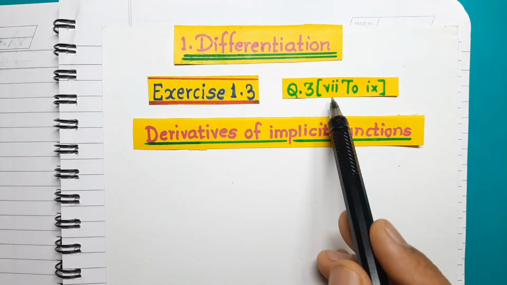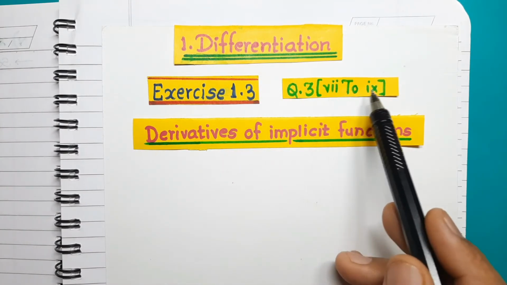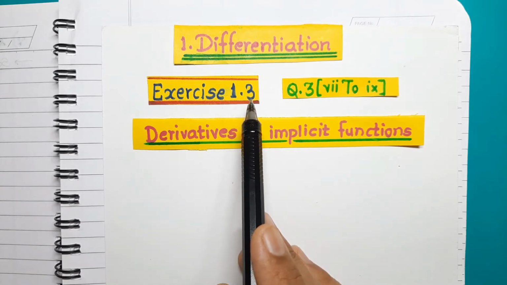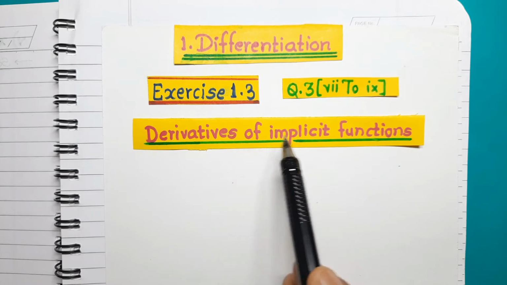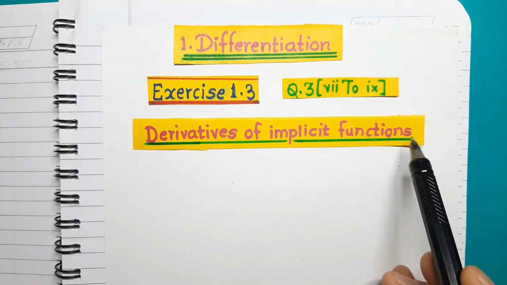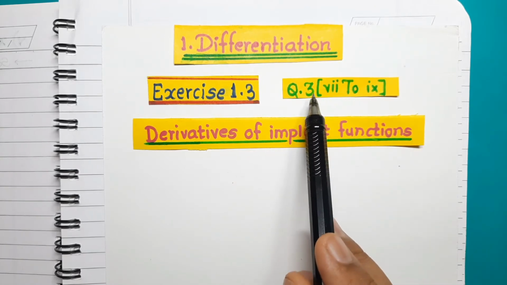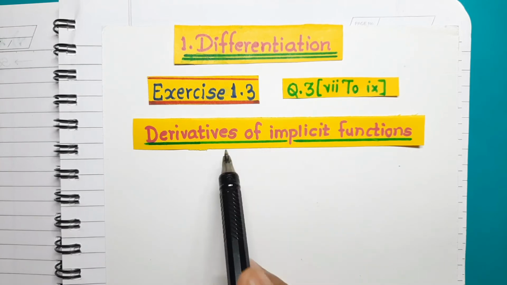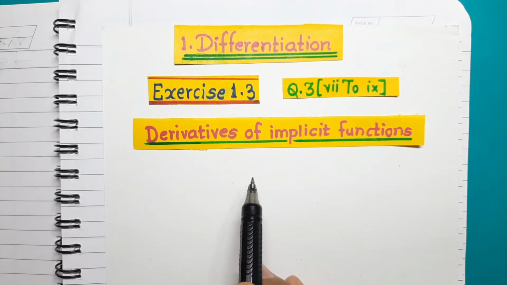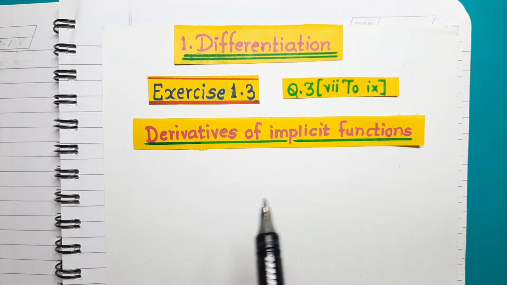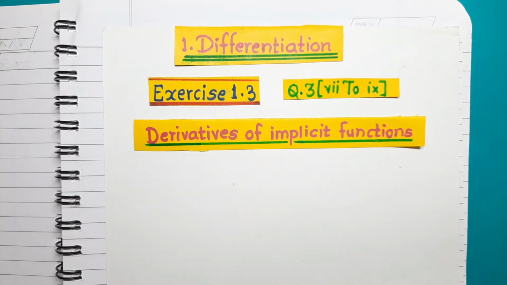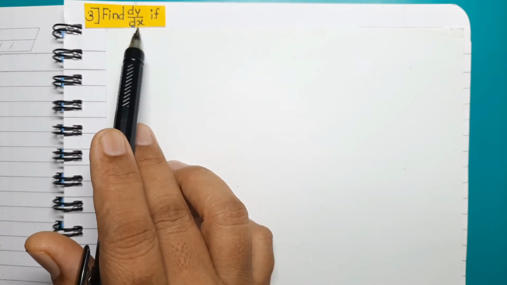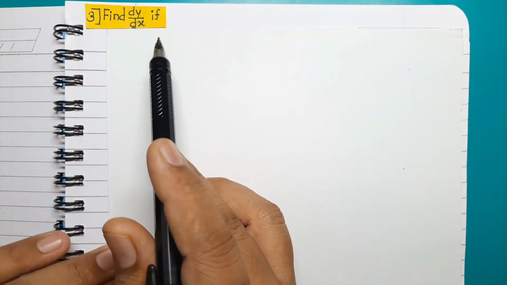Here we are going to solve sub questions number 7 to 9 of question 3 from exercise 1.3, which is based on derivatives of implicit functions. And for the sub questions from 1 to 6, you can find the link in the description. I am sure all of you are ready with pen and paper. So let's get started. Question number 3, we are asked to find dy by dx if we are given some function.